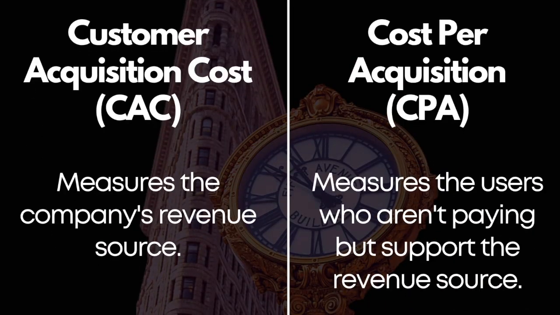For example, Facebook would measure its regular free users based on cost per acquisition, since it doesn't cost the consumer to use the application, whereas it would measure the business customers who buy ads based on CAC, or customer acquisition cost, as the businesses pay to use those advertising services. The general rule is that CAC measures the company's revenue source, and CPA measures the users who aren't paying but who support the revenue source. Facebook's ability to charge advertisers depends on how many free users it has and how much time they spend on the platform.